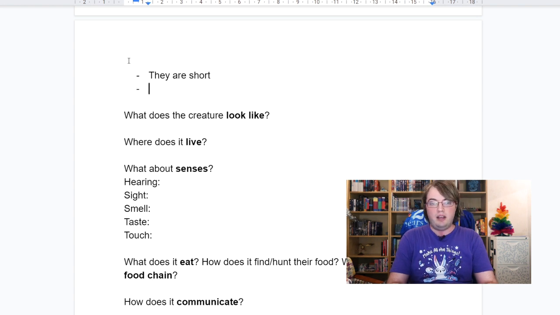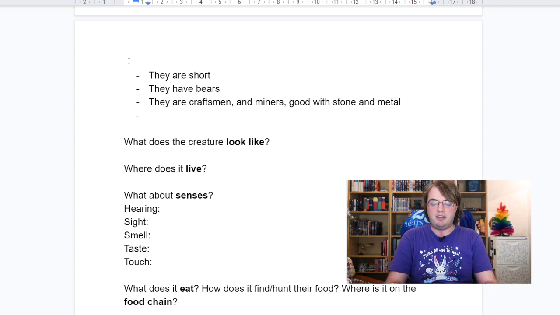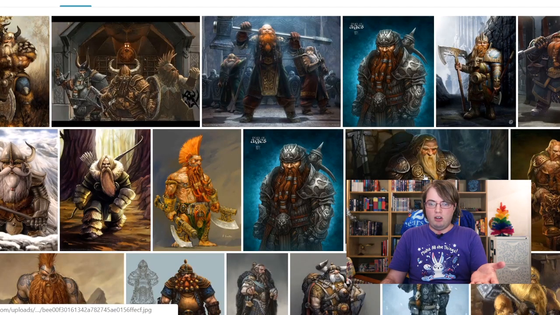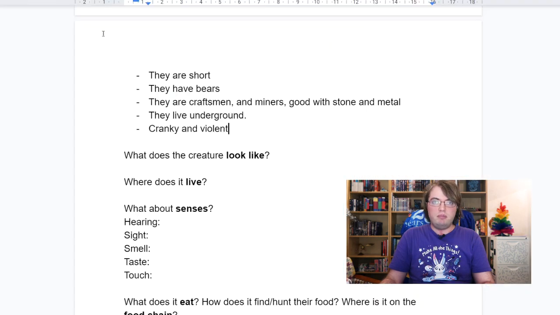They are short, they have beards, they are craftsmen, they create things and they mine. So they are good with stone and metal. That tends to be a thing. They live underground. They are often kind of cranky, and violent, I want to say. I'm not sure if that's true, but looking at these, they all have weapons, and they fight with axes. So yeah, cranky and violent.